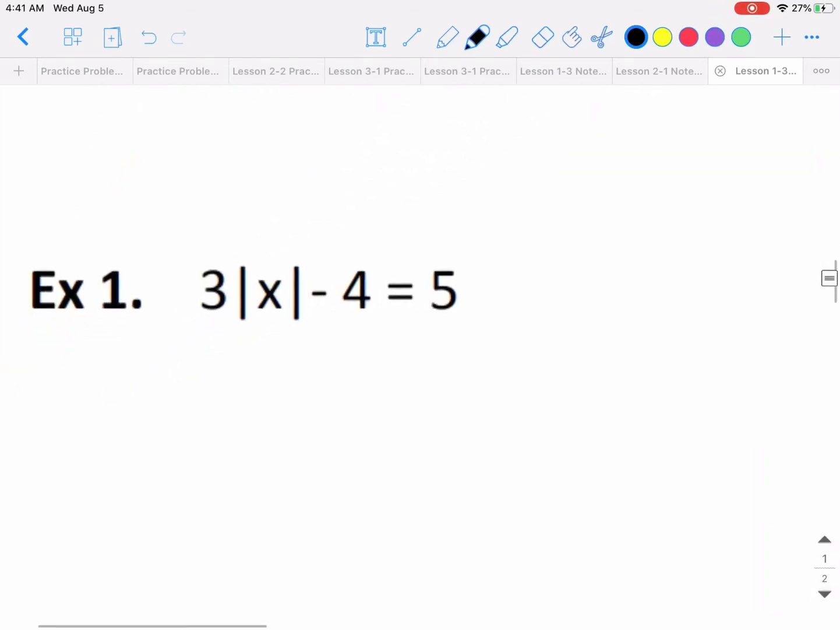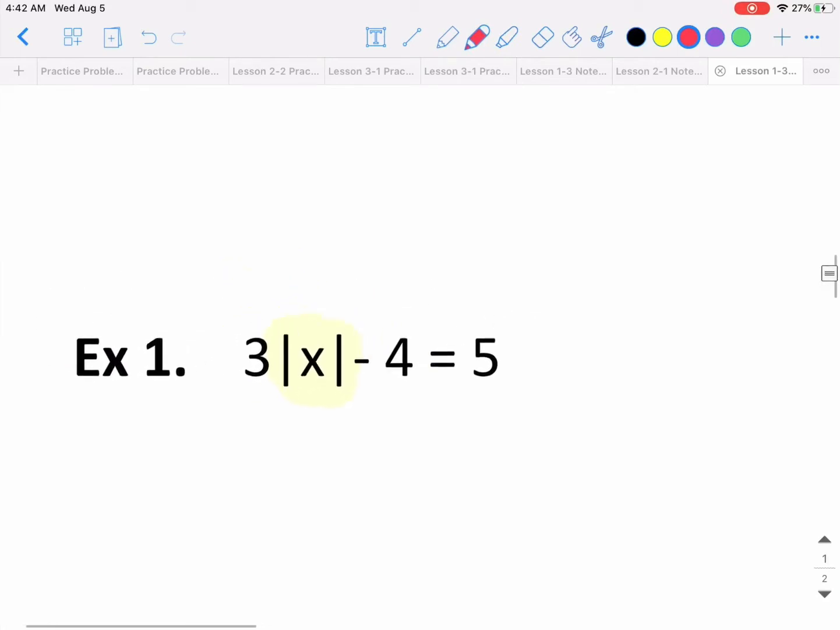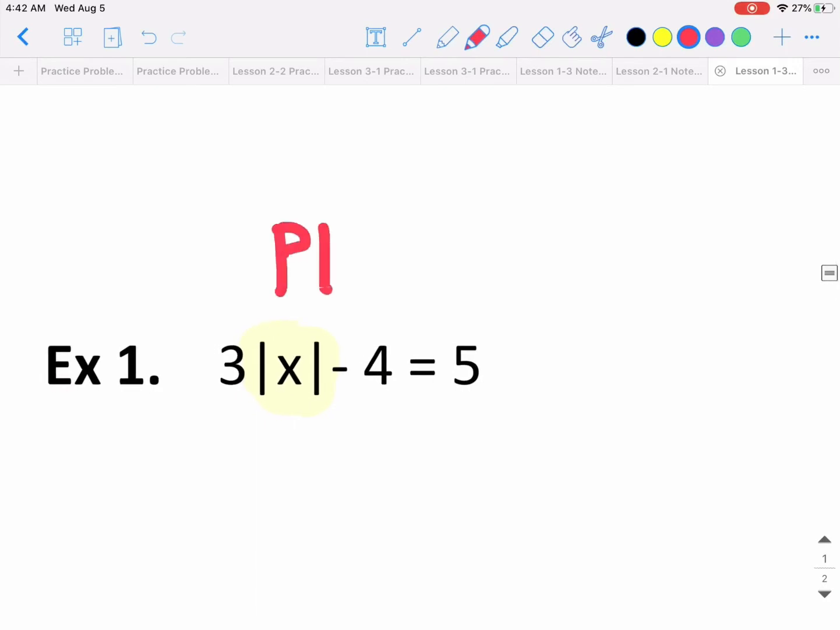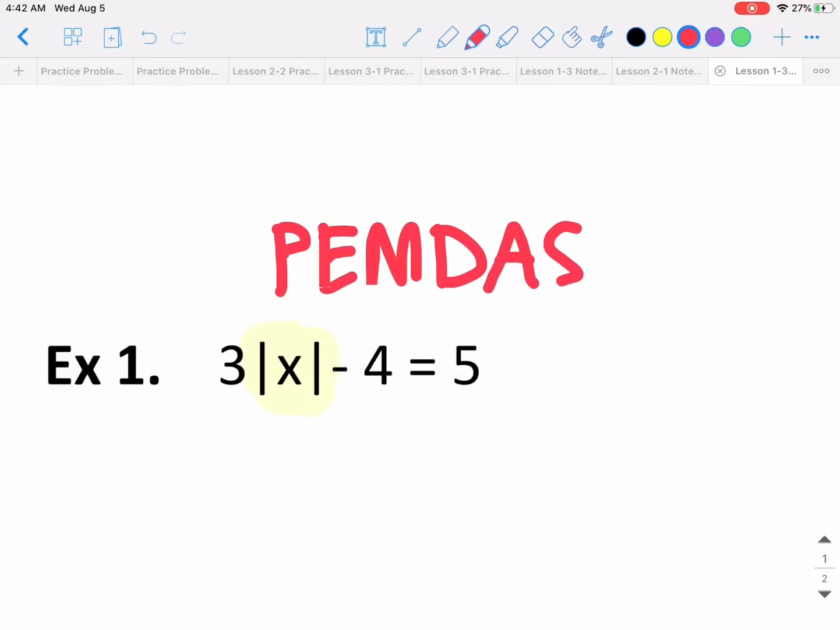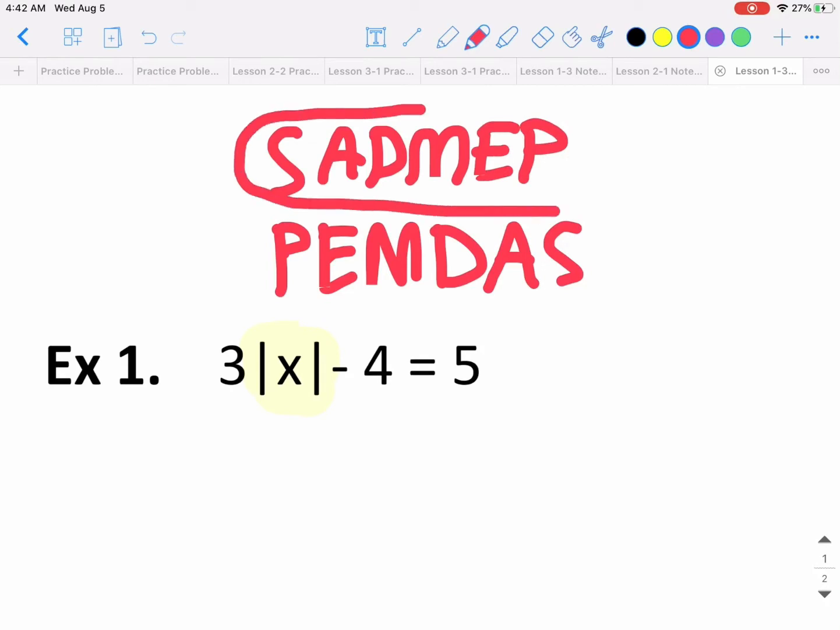So if I have 3 times the absolute value of x minus 4 is equal to 5. The first thing that I want to do is isolate, get this absolute value by itself. So I'm going to undo what's being done to it. In case you don't remember, the order of operations is PEMDAS. That's the order in which I do operations. So the order in which I undo operations would be the opposite. It would be SADMEP. You probably have never heard that before, but that's how you can always remember the order in which you undo operations.